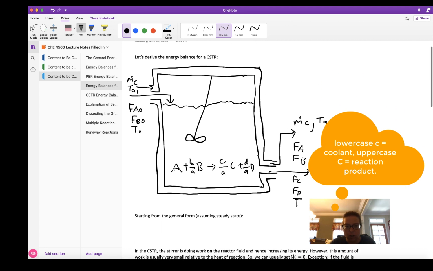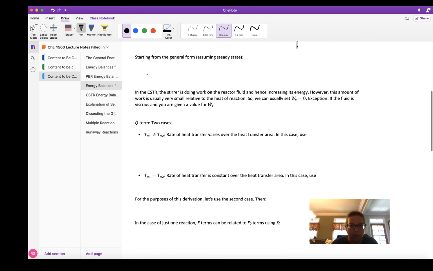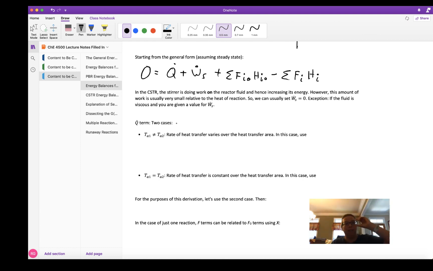So we can write an energy balance on this system. So if we start from the general form of the balance, and we assume steady state, then we have 0 is equal to Q dot plus WS dot plus flows times enthalpies coming in minus flows times enthalpies coming out. So now the next step is to cancel terms.